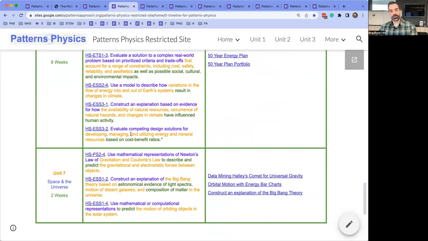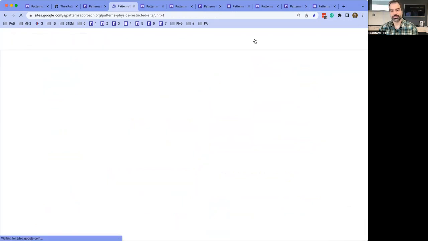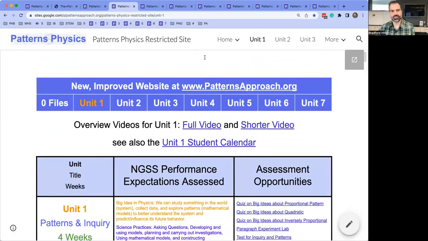Now, with a three-dimensional NGSS curriculum, the proof is in the details. So let's look at the unit level. So I went and clicked on Unit 1. Here we are. Here is an overview video, 40-minute video that if you are completely new to the patterns approach, strongly encourage you to check that out. If you're returning and want to catch some of the updates that we have had over the years with so many teachers contributing and giving feedback, there is a lot of improvements.